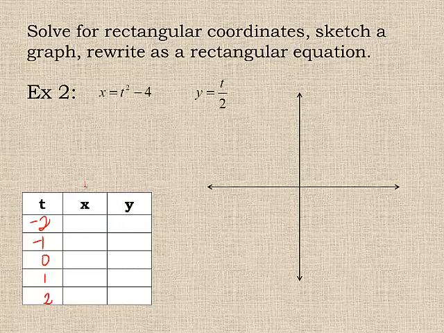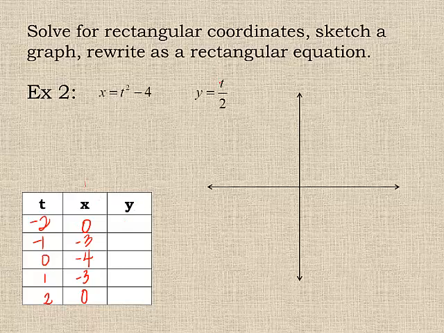First let's do x, plugging into the x equation. -2 squared is 4. 4 minus 4 is 0. Put in a -1. -1 squared is 1. Minus 4 is -3. 0. 0 squared is 0. Minus 4 is -4. 1. 1 squared is 1. Minus 4 is -3. 2 squared is 4. Minus 4 is 0. Now we have the x coordinates. Now let's find the y coordinates.